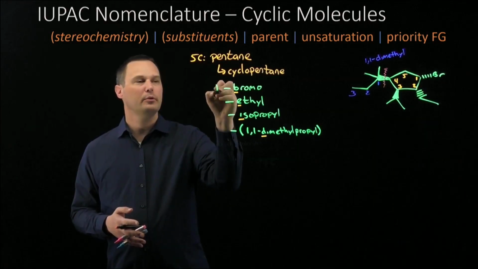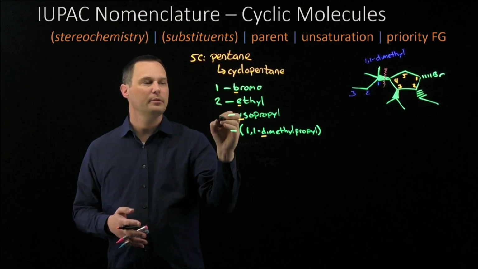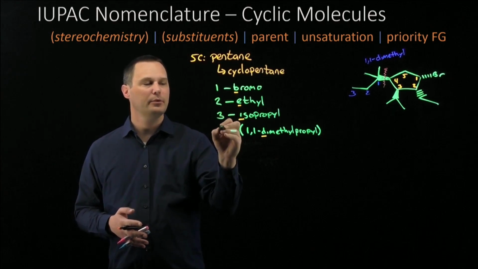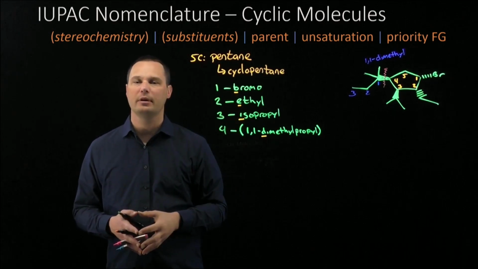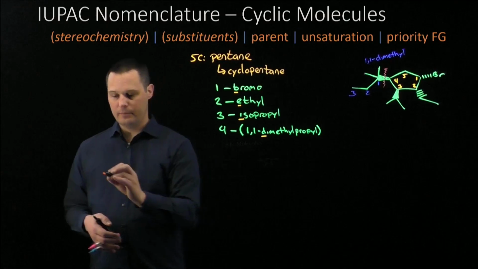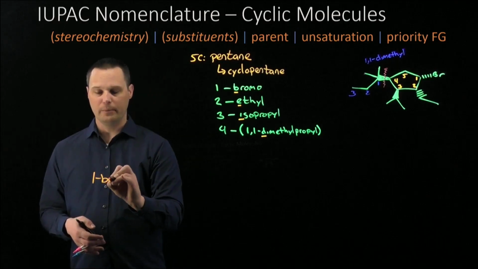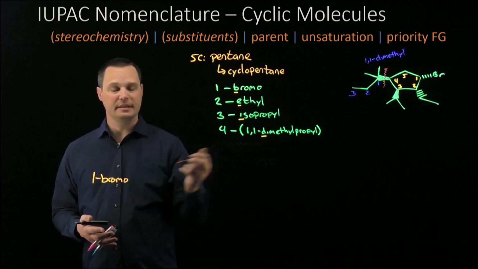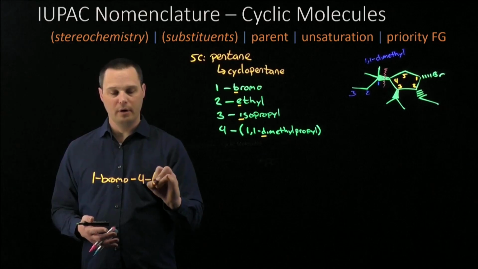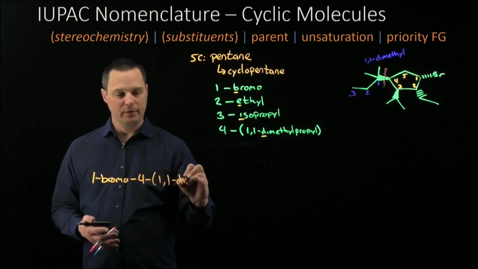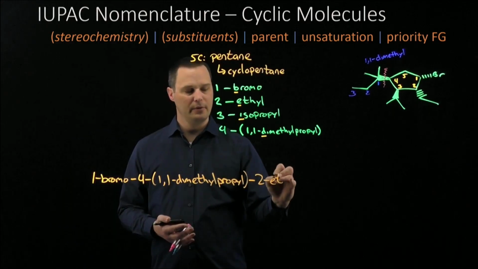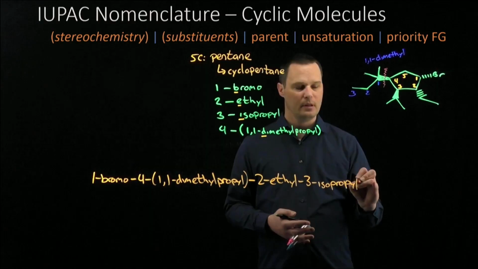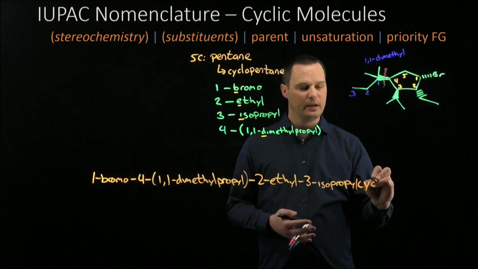clockwise. That means the bromo is at carbon number 1, the ethyl group's at carbon number 2, the isopropyl group's at carbon number 3, and the complex substituent is at carbon number 4. Putting these in alphabetical order then, we'll start over here with 1-bromo. Next alphabetically is the D in dimethyl, so we continue the name with 4,1,1-dimethylpropyl, followed by 2-ethyl and 3-isopropyl. And then we finish with the parent name cyclopentane.